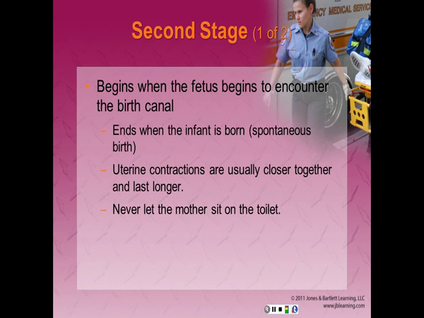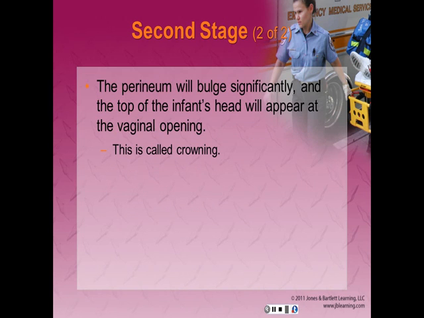The 2nd stage of labor begins when the fetus begins to encounter the birth canal and ends when the infant is born, called spontaneous birth. During this stage, you will have to make the decision about helping the mother to deliver at the scene or providing transport to the hospital. Uterine contractions are usually closer together and last longer, and under no circumstances should you allow the mother to sit on the toilet. The perineum will begin to bulge significantly, and the top of the infant's head should begin to appear at the vaginal opening, and this is called crowning.